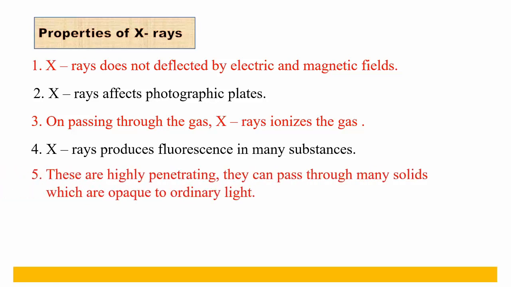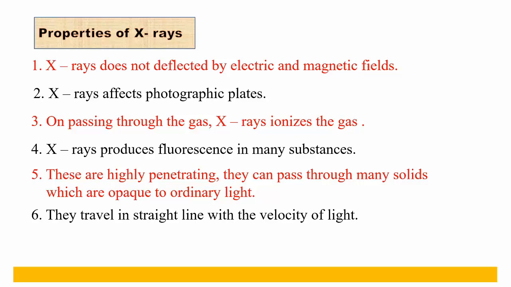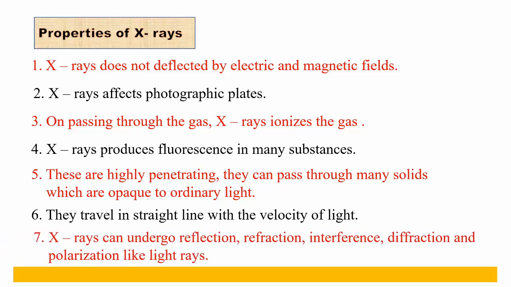Fifth one, the X-rays are highly penetrating, so they can pass through many solids which are opaque to ordinary light. Sixth one is X-rays travel in a straight line having the velocity equal to the velocity of the light. And seventh one is that the X-rays have properties like the light rays, means the X-rays show reflection, refraction, interference, diffraction, and polarization, which is similar to that of the light rays.